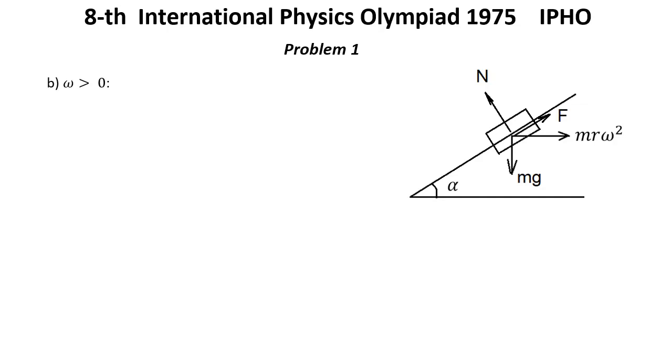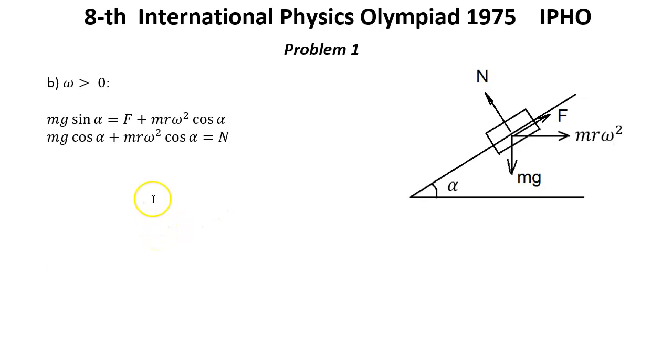Solution for case B, when omega is greater than 0. First, we suppose that this omega, or rather r omega square, is very small. In that case, the force of friction is still going up and to the right, and we can write the expressions for both forces like this. Now in our rotational frame of reference we have an additional force m r omega square, which is going out of the center of rotation, and both equations have these expressions.